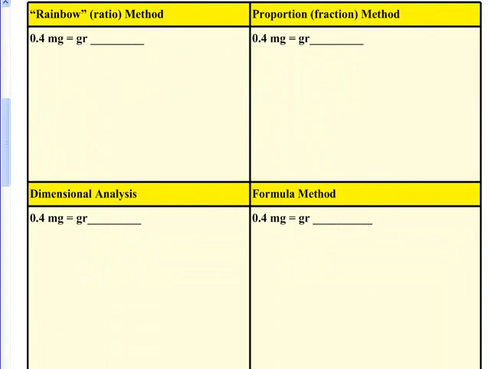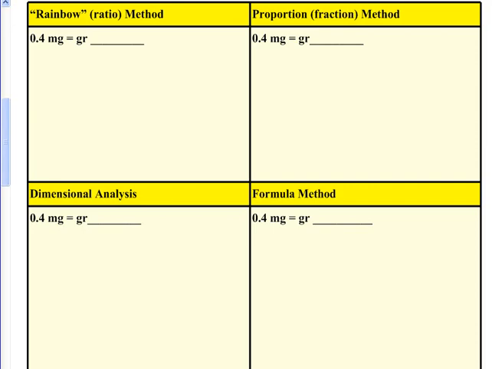Now let's perform a conversion, changing milligrams to grains. First, we must ask ourselves what we know about the relationship between milligrams and grains. We know that 60 milligrams is the same as grain 1.